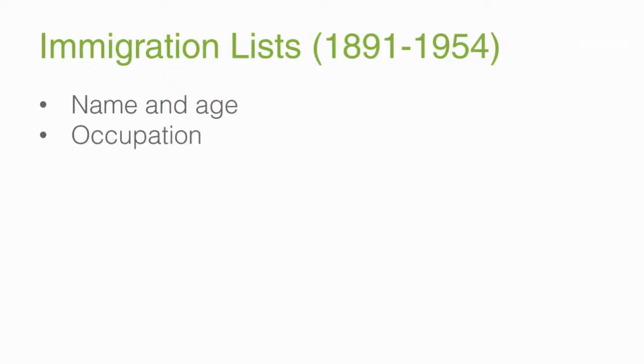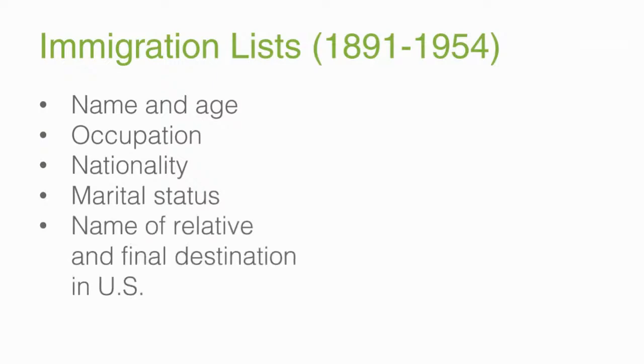Now, after 1891, after that big Immigration Act, the government did start printing forms, and they also increased the types of information required. So instead of the limits we saw pre-1891, we get their name, age, and gender, occupation, nationality, their marital status, the name of a relative, and their final destination in the United States. So they want to verify that these people have a place to go to.